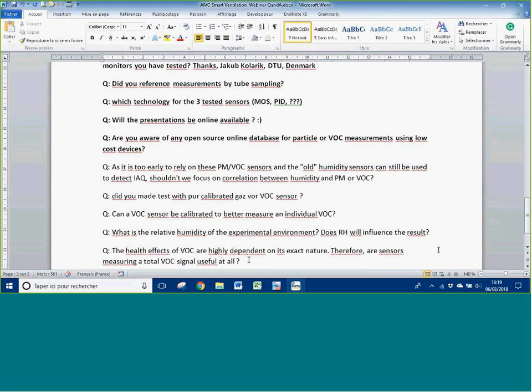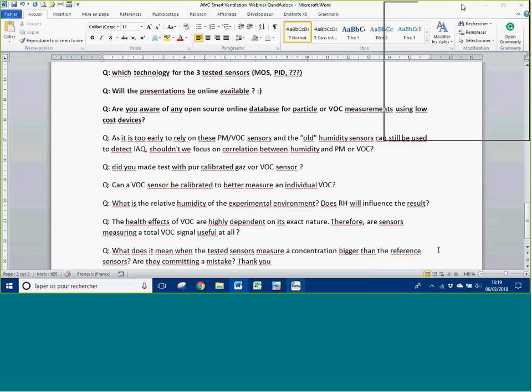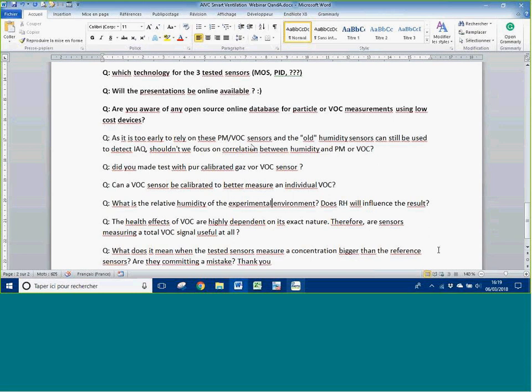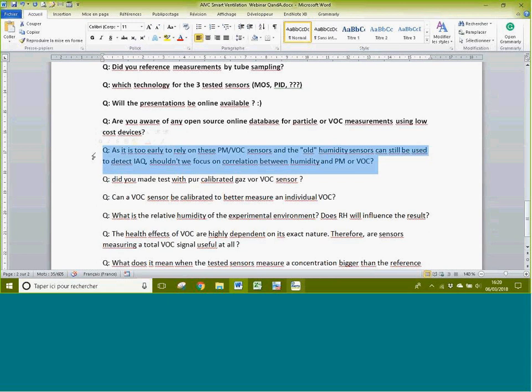The question is, does the value of VOC and particulate matter change with humidity? We don't know if VOC is reflecting humidity by the change, or if the humidity affects the VOC sensor. So for me, it's not possible to say that we will be able to measure humidity by a VOC or particulate matter sensor. I'm not sure I could answer the question.